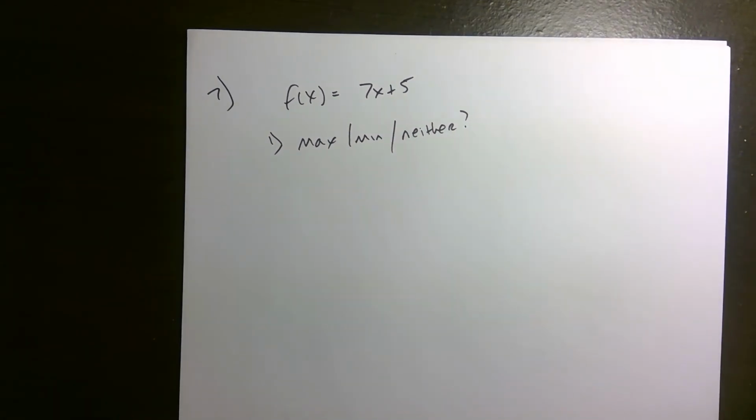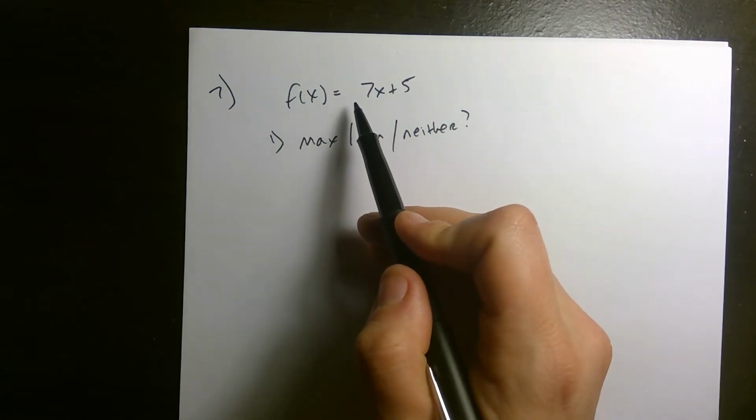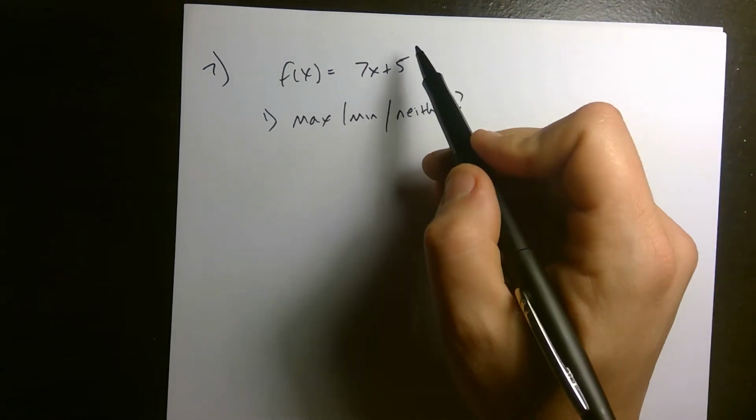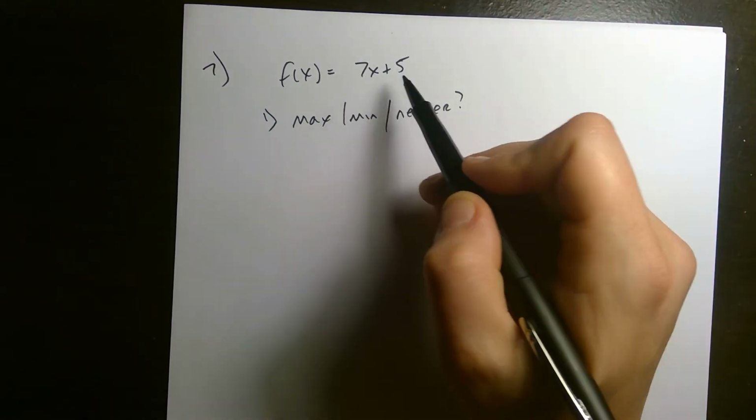And so what we've been doing is we've been looking out front here, and we've just been saying, oh, if it's negative, then it's opening downward. If it's positive, it's opening upward. However, if you take a quick peek, this is not a parabola. This is just 7x. This is not 7x squared.